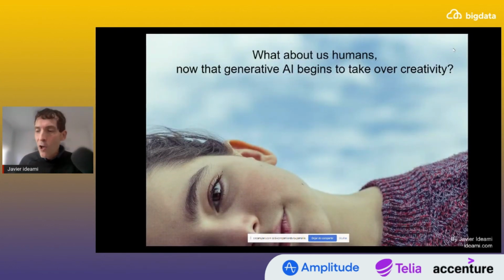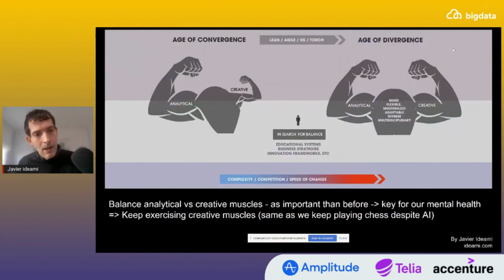So to finish, what about us humans? Now that generative AI begins to take over creativity, what about us? Well, nothing, because nothing changes with our creative expression.